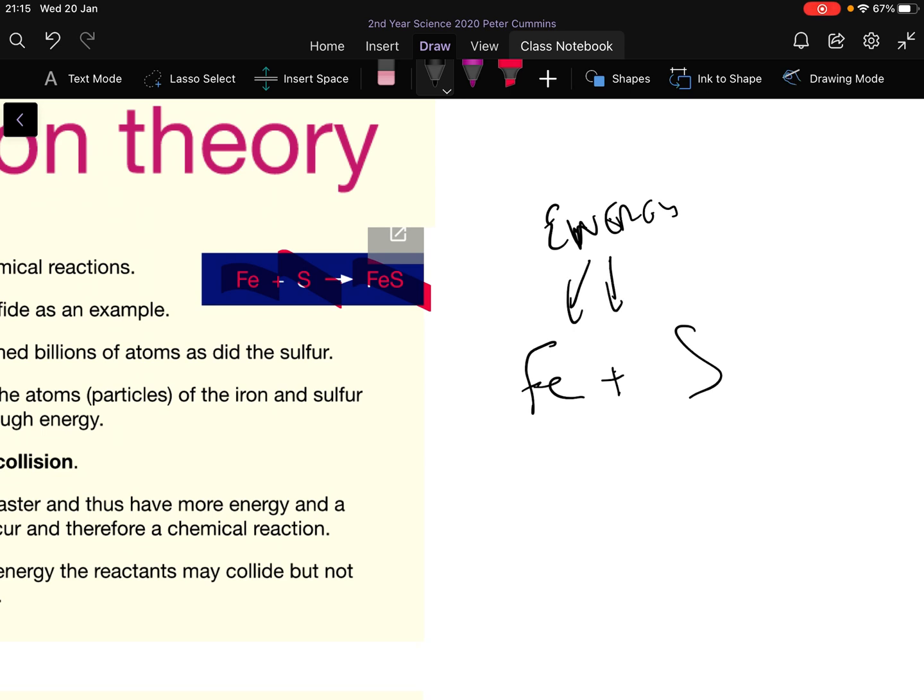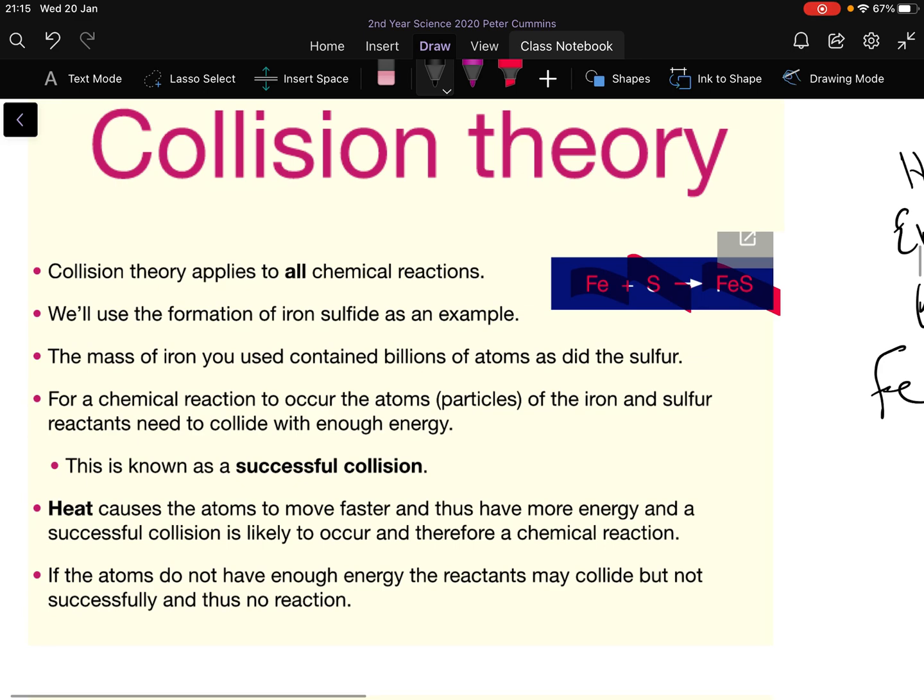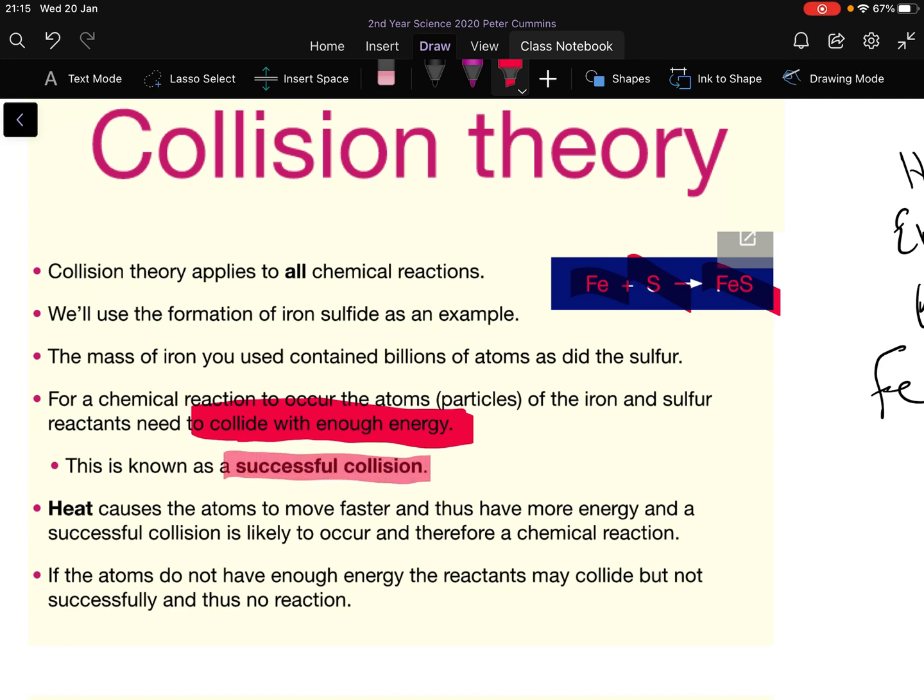So what I have to do is throw a load of energy into this. Usually what we do to throw energy into an experiment, we use heat energy. So we put iron and sulfur in a beaker and we heat them up, and that causes the iron atoms and the sulfur atoms to collide with energy, causing them to move around and collide. And that's a successful collision.